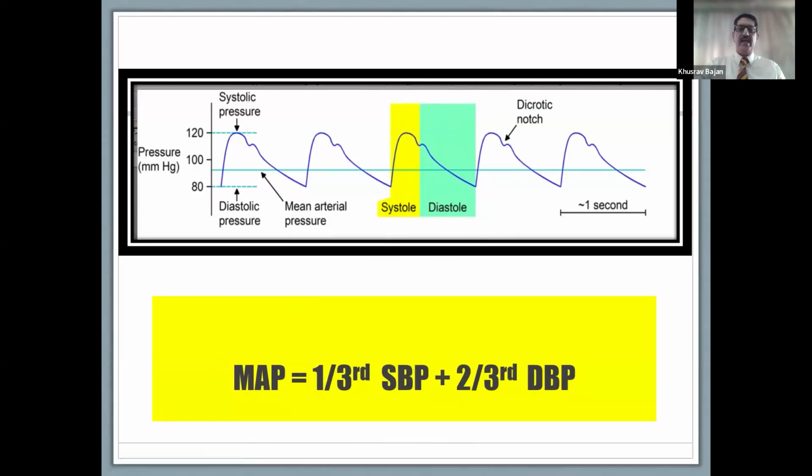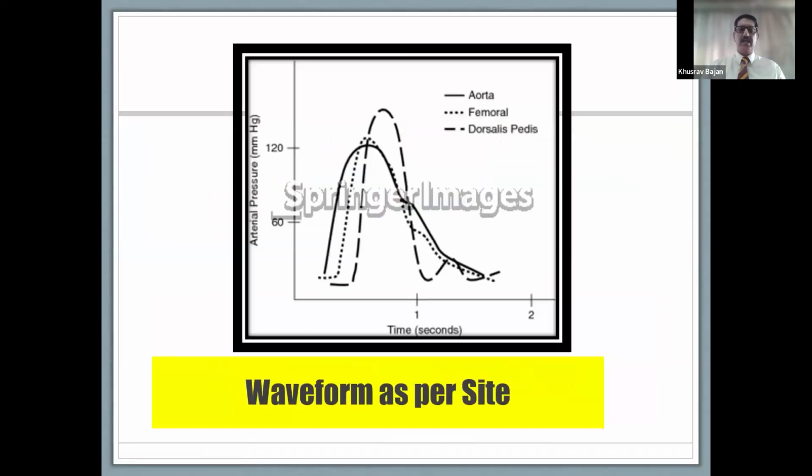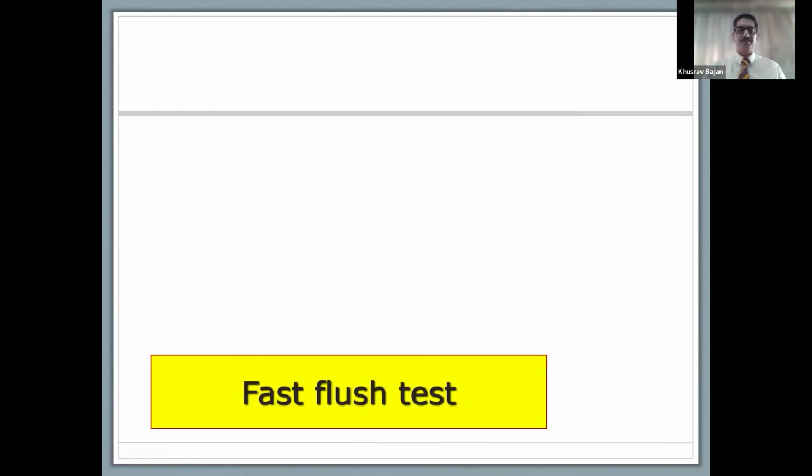And that is why the area under the curve of the arterial line trace would be the MAP, which is a number given on the screen. Now, the waveforms as per the side: the further you go away, the systole will be higher and higher. You can see the femoral and the dorsalis pedis, where the further you go away, the peak of the systole will be high, but it will get narrower. And finally, your mean arterial pressure might remain the same.